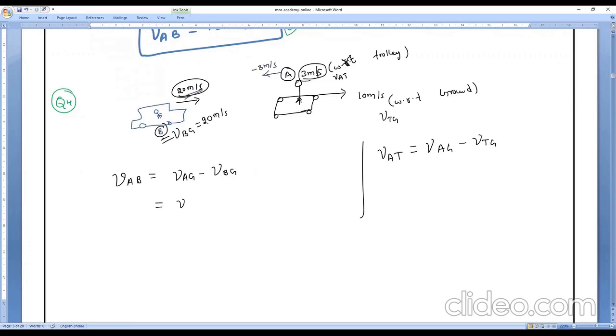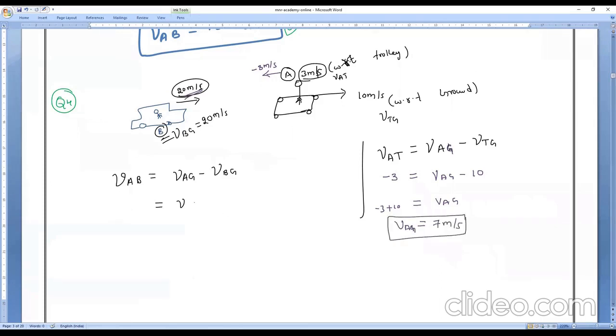Understood? This one is very important, because A appears to travel slower. So the velocity of A with respect to the trolley is minus 3 meters per second. The velocity of A with respect to ground, we have to find. So the velocity of A with respect to ground minus the velocity of the trolley with respect to ground, how much is it? 10. So now minus 10 will go to this side and become plus 10. So what is the velocity of A with respect to ground? It equals 7 meters per second.